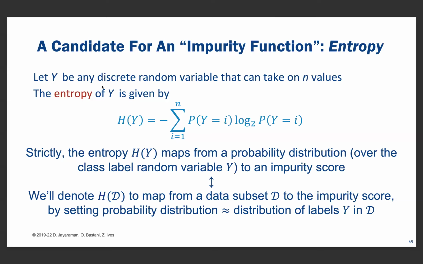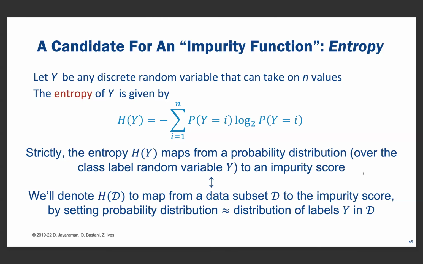So we need to calculate what is the probability to grab a blue ball, what is the probability to grab a red ball, and so on. So how is the entropy calculated? It's the probability that our random event gets a value i, times the log of that probability. In principle, the base of the log doesn't matter, but by tradition in information theory, it's log 2. And we need to sum over all possible outcomes. So strictly, entropy maps from a probability distribution to an impurity score.